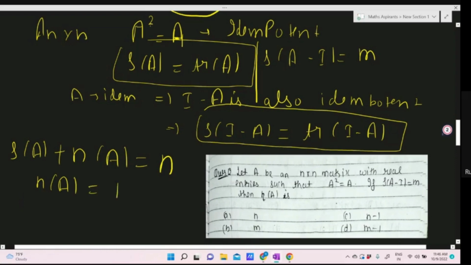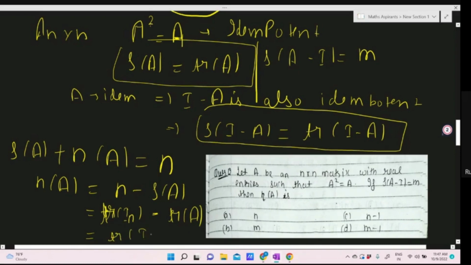Here, nullity of A will become n minus rank of A. Now, we can write n is equal to the trace of the identity matrix of order n cross n. And we know that rank of A is equal to trace of A. We know that trace is a linear property. That is, trace of A plus B is equal to trace of A plus trace of B.